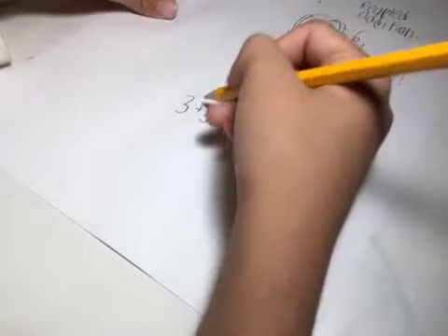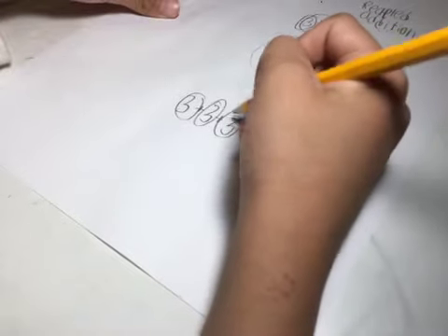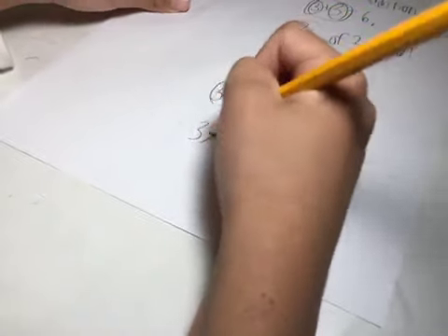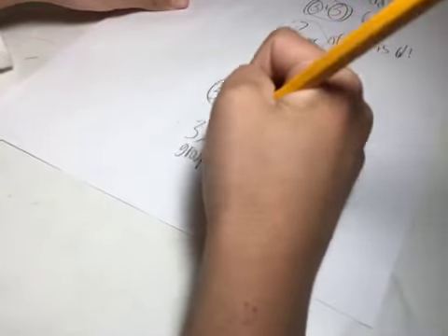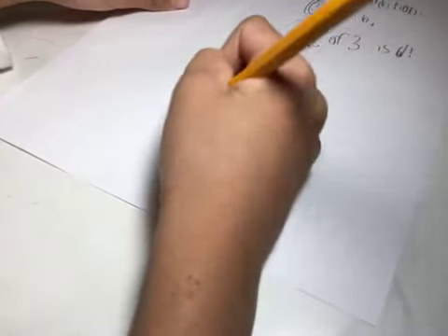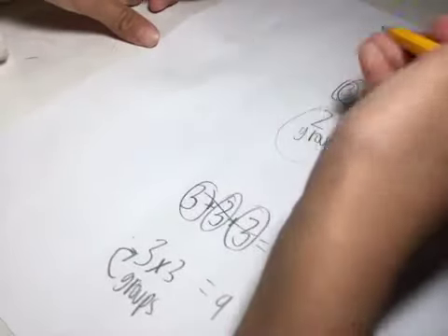3 + 3 + 3 = 9. Since now we have 1, 2, 3, 3 threes, you can call these 3 groups of 3, 3 × 3 = 9. Well, any number can be groups. But now, let's model them using an image.